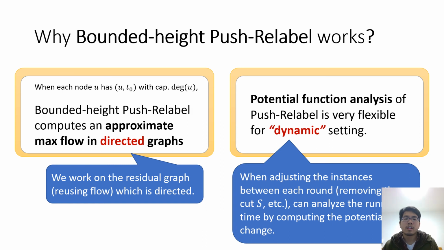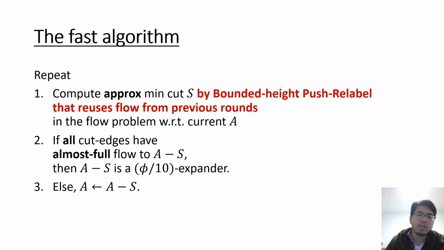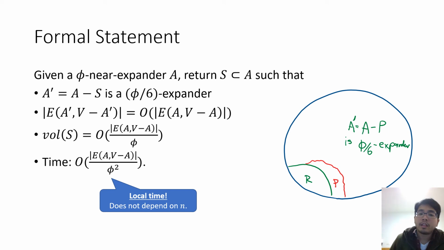So just by this together, the final algorithm is that we compute approximate min cut using this bounded height push-relabel algorithm, and this algorithm will reuse the flow from previous rounds, and we keep doing this, and with some analysis we basically get what we want. The time follows by the high level argument that I tried to convince you of before, and the other property just follows by kind of the same idea as before, as I proved to you when we use exact max flow in the slow algorithm.